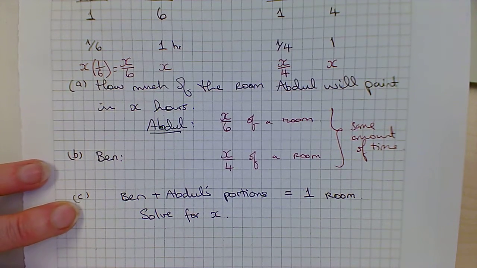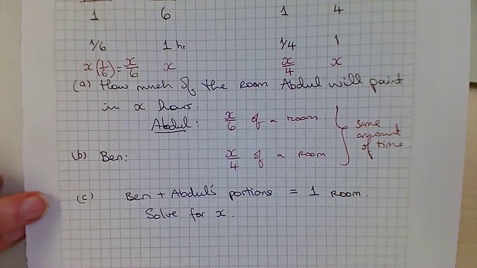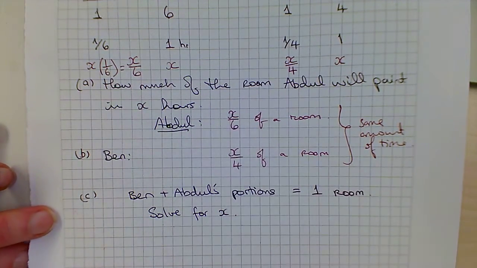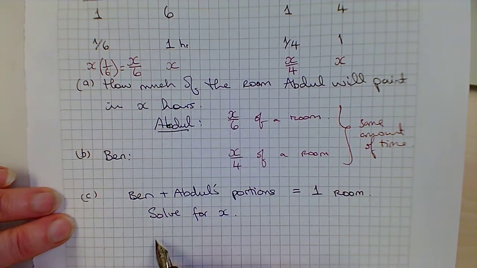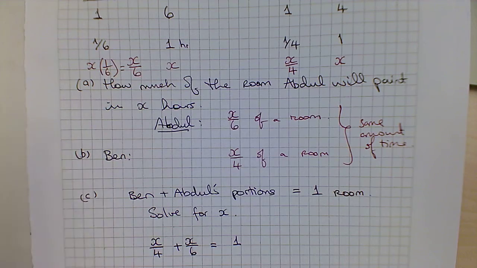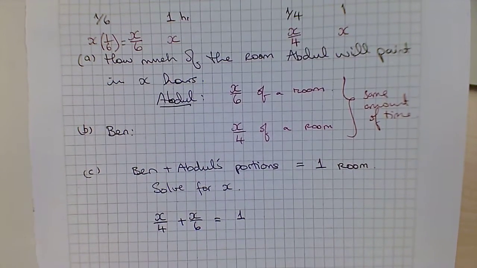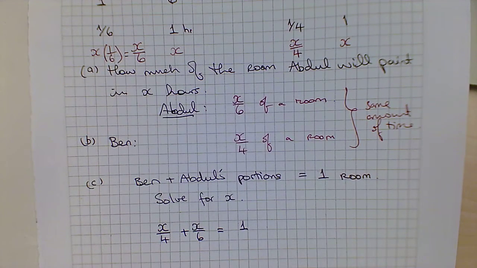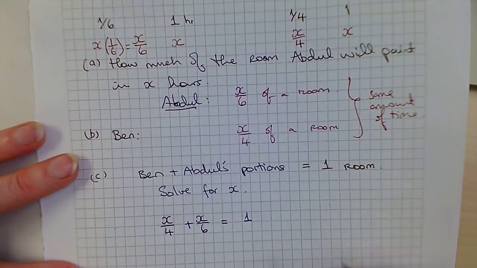Difficult question. It was really challenging, so well done anybody who even got this far with it. So what we can say is that Ben is X over 4, plus Abdul, X over 6. So Ben and Abdul added together must equal 1. And that's the equation that we're solving. Do we know how to solve equations like this? We do, we know how to deal with fractions.